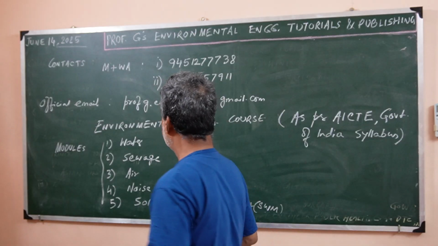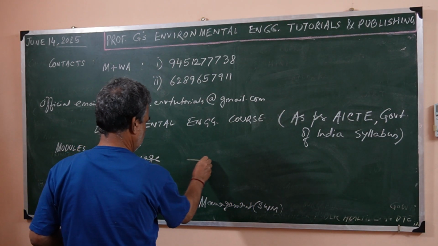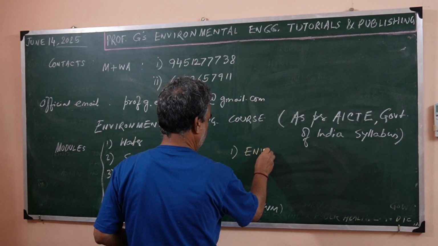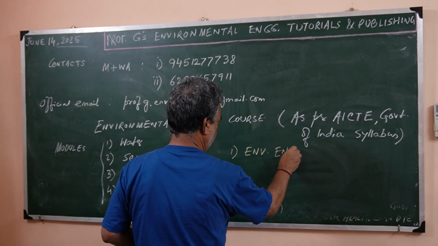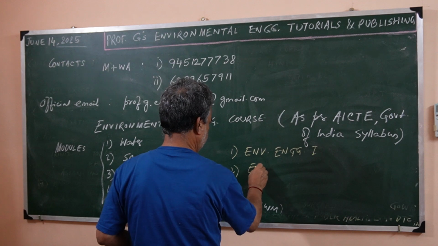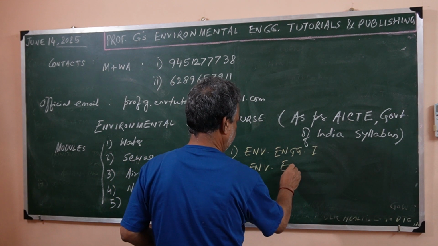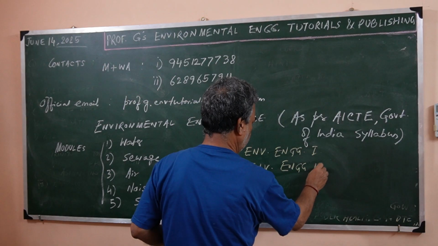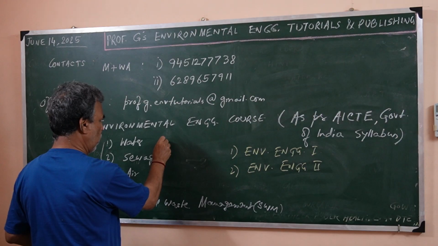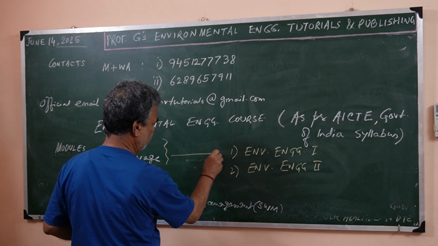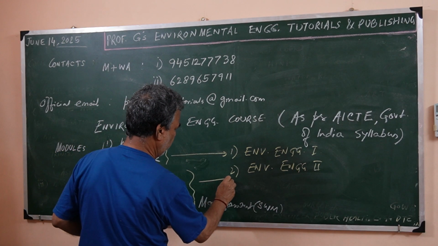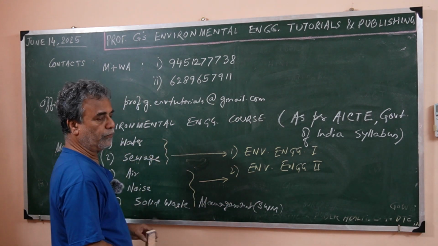So this we have made Environmental Engineering, in short form I am writing 1, and 2 is Environmental Engineering 2. Now if we write like that, Environmental Engineering 1 will cover this part, and the remaining part will be covered under Environmental Engineering 2.